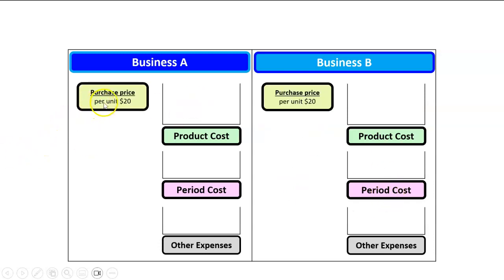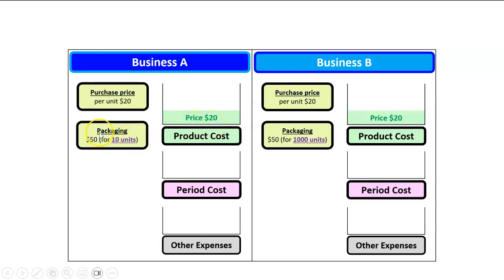Let's get started. Both businesses buy inventory with a purchase price of $20 per unit. So for both businesses, that would be a product cost. That's an easy one, the purchase price. But what about this one? This business incurs packaging expenses, so maybe pallets to get the inventory delivered. It was $50 for 10 units. This business also had packaging costs of $50. However, it was for 1,000 units.